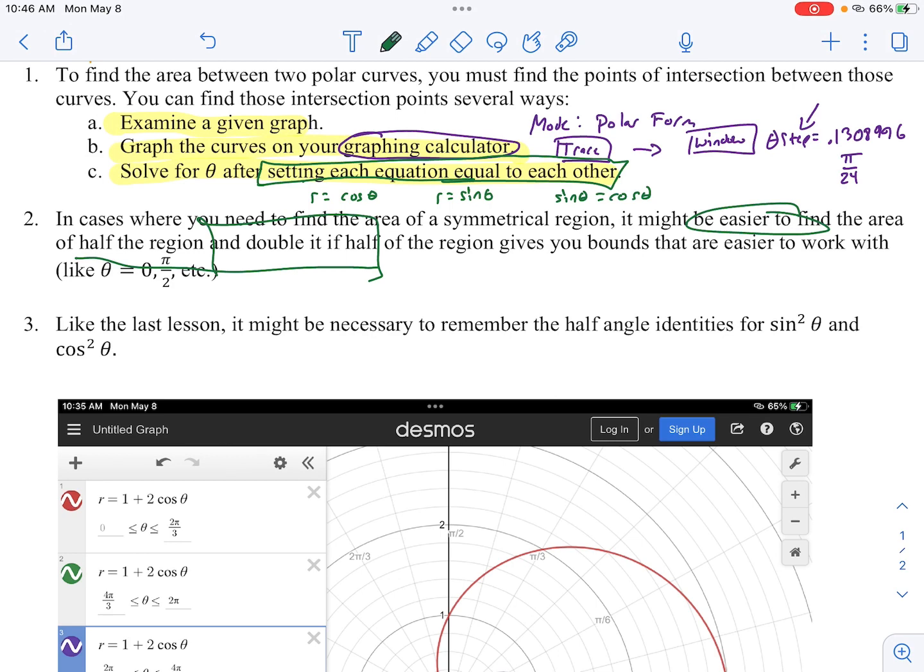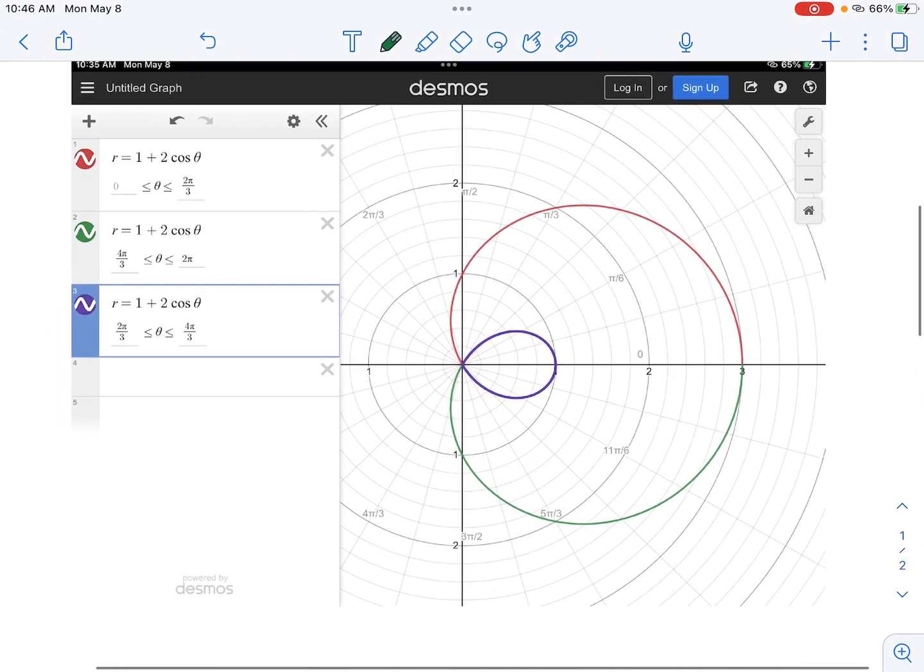Doubling half the region gives you bounds that are easier to work with, and you're going to see that in just a second on the problem I'm going to do. And then finally, like last lesson, it might be necessary to remember the half angle identities for sine squared of theta and cosine squared of theta.